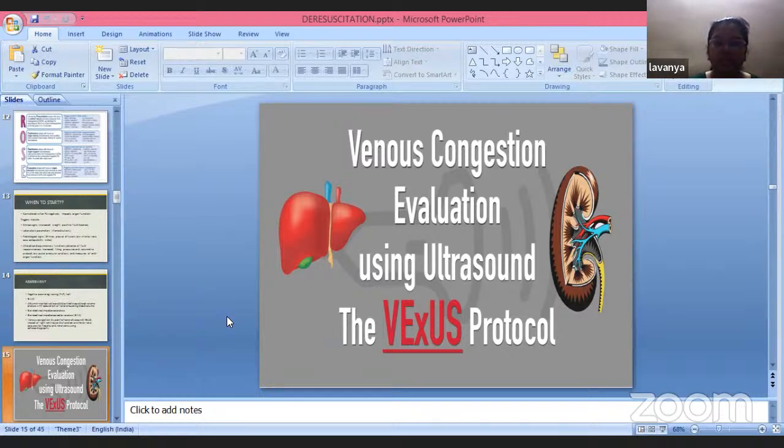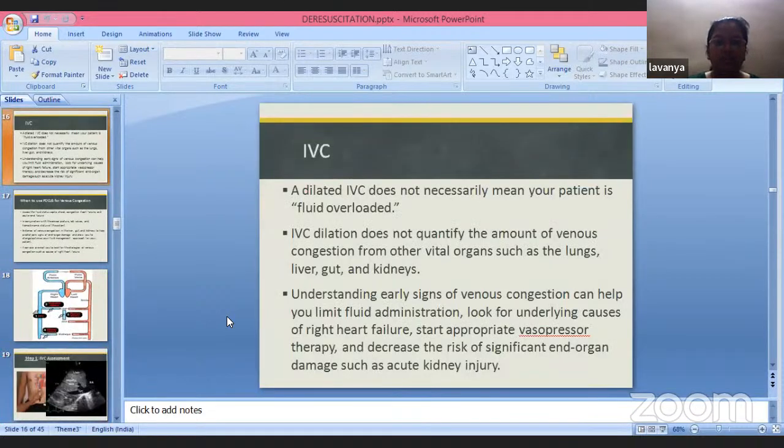So what is VEXUS protocol? That is to assess whether the patient is overloaded or not, whether venous congestion is present or not. It can as well give the severity of the venous congestion, not exactly the number, but the severity of venous congestion can definitely be told with a routine ultrasound that we are using day in and day out, with a VEXUS protocol.